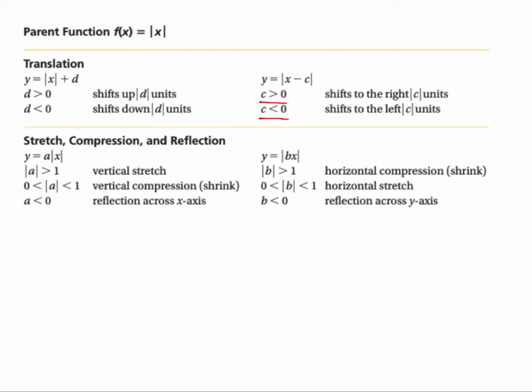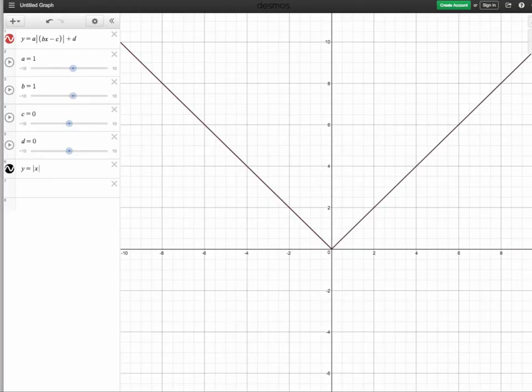Now, let's look at some of these. This is a straightforward absolute value of x. I'm going to leave it there. Now, when I move the a and make a larger, this is our vertical stretch, and it makes the opening more narrow, just like it did on the general function. When a is between 0 and 1, it's a vertical shrink. And when a is less than 0, it's a reflection across the x-axis.